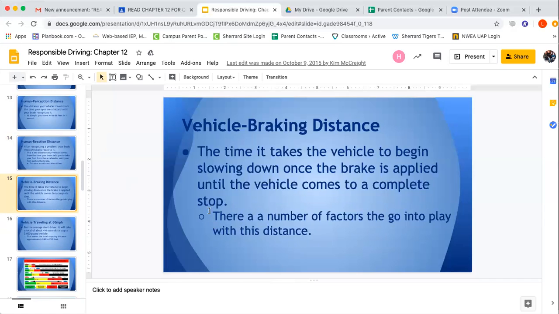And then the time or the distance, it says here, there's a number of factors that go into play with the distance that it takes for your vehicle as it's braking, from beginning to brake.